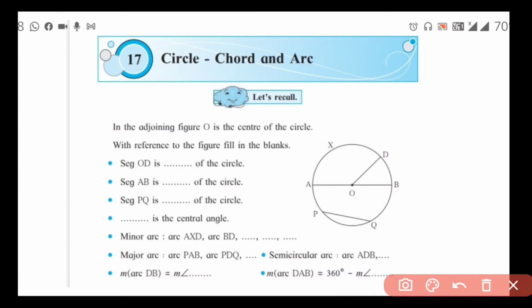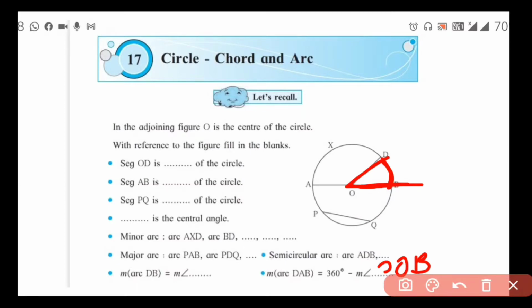And the last one is the measure of arc DAB. Let us see where is the arc DAB. Arc DAB will be equal to 360 minus the measure of this remaining minor arc. What is the name of this remaining minor arc? This is arc DB. So here the measure of arc DB is equal to the measure of angle DOB. So here we should write the measure of angle DOB. So in this way we have to write all the answers.